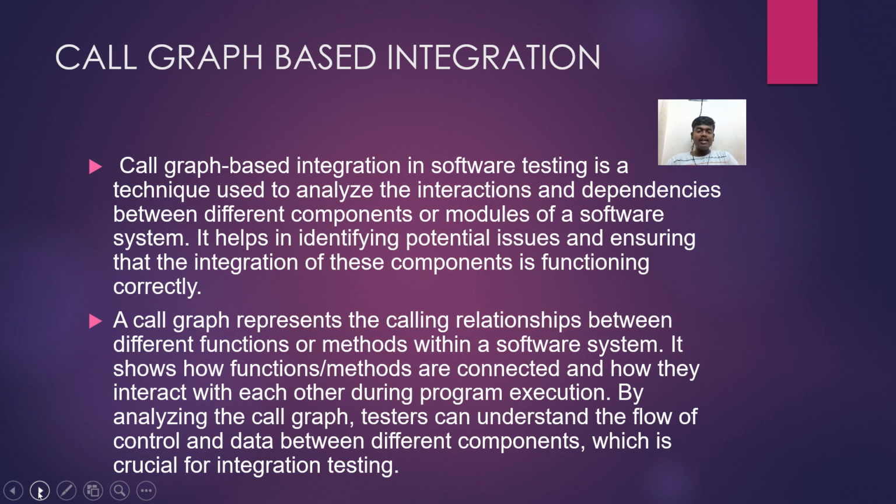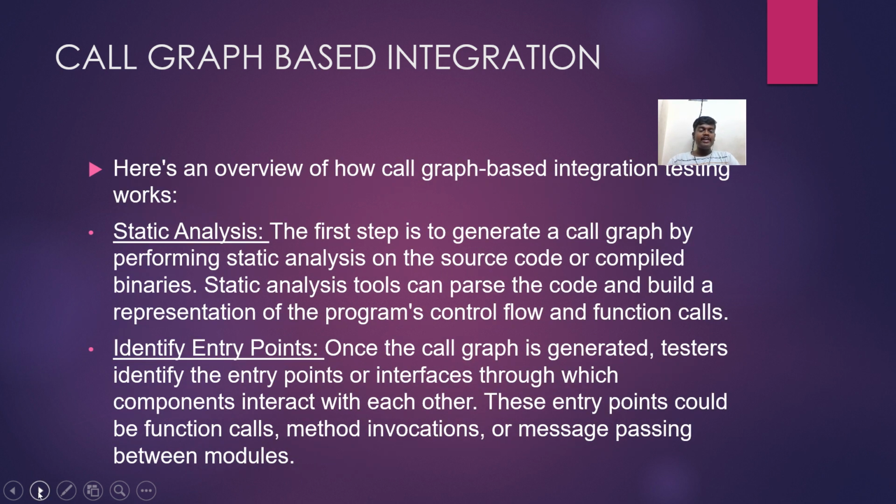By analyzing the call graph, testers can understand the flow of control and data between different components, which is crucial for integration testing. Here is an overview of how call graph-based integration testing works. Static analysis. The first step is to generate a call graph by performing static analysis on the source code or compiled binaries. Static analysis tools can parse the code and build a representation of the program's control flow and function calls.